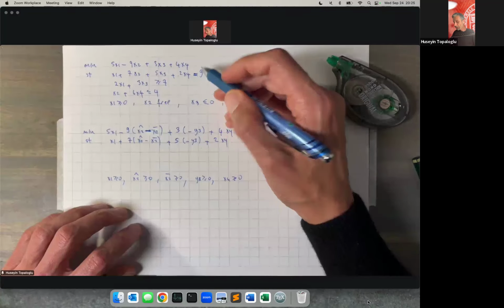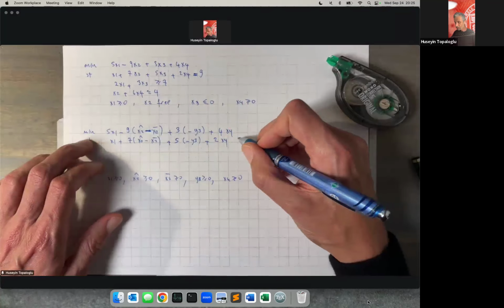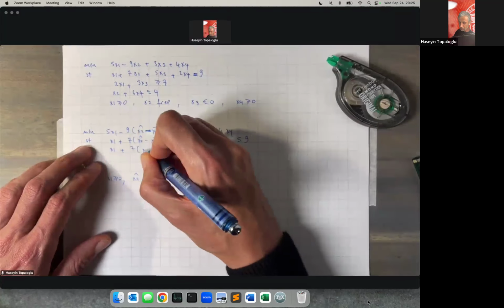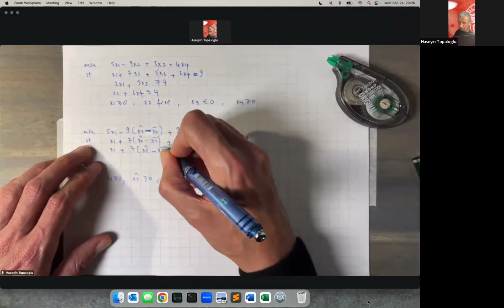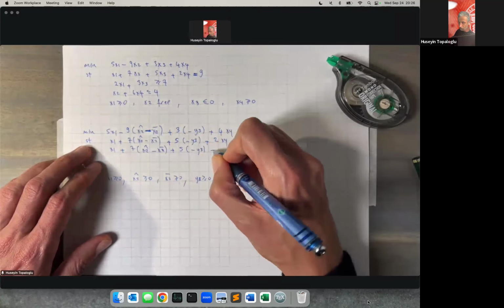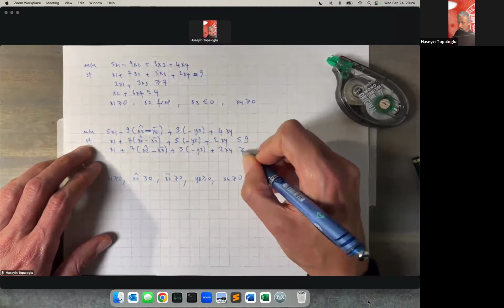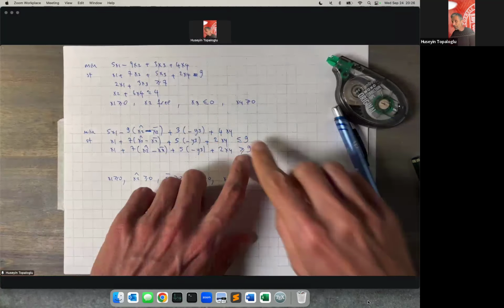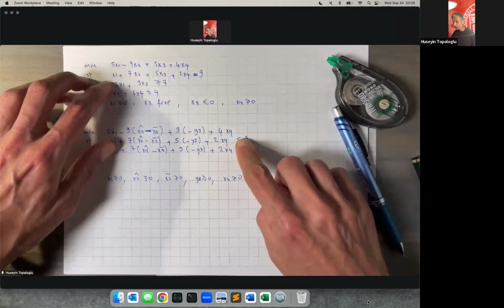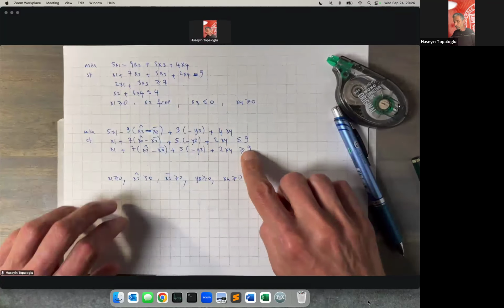So I'm going to write the equals to 9 constraint as the left-hand side being less than or equal to 9, and also the same left-hand side being greater than or equal to 9. So these two constraints are taking care of this one constraint. The left-hand side is less than or equal to 9. The left-hand side is greater than or equal to 9.